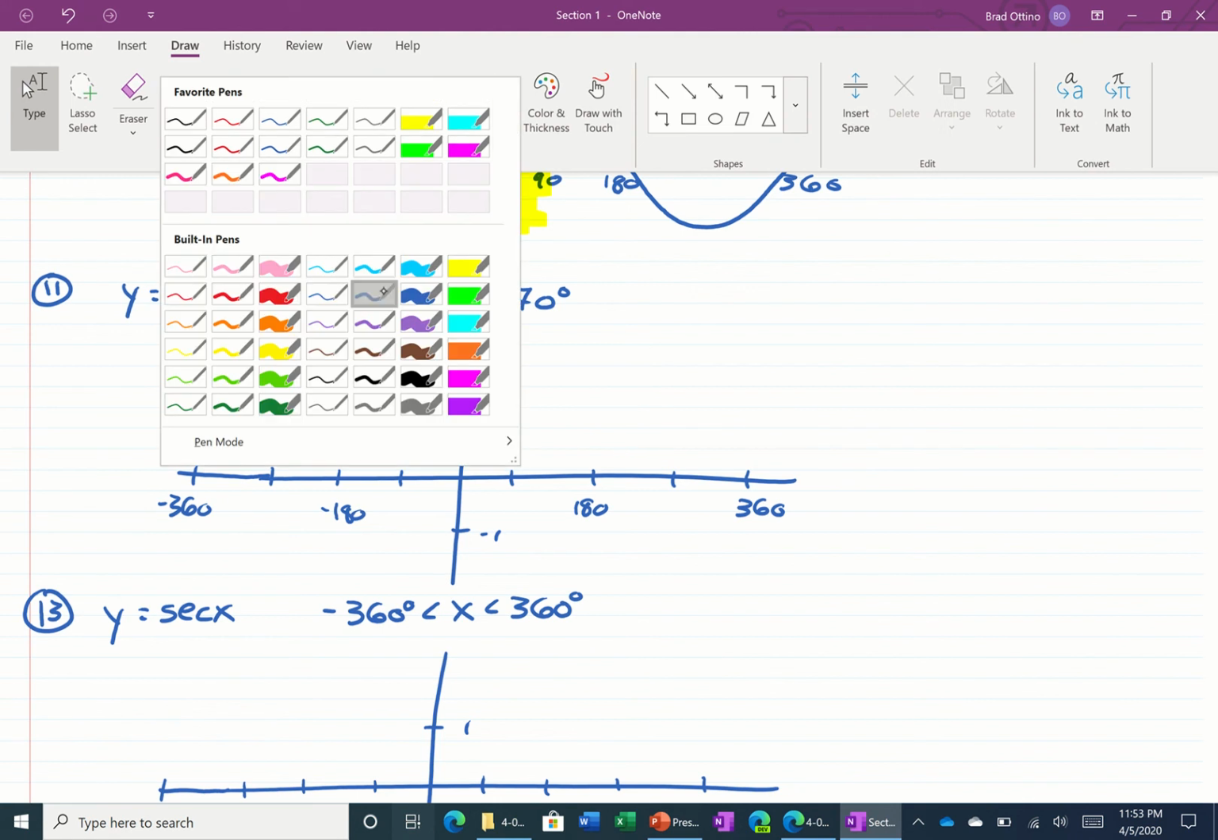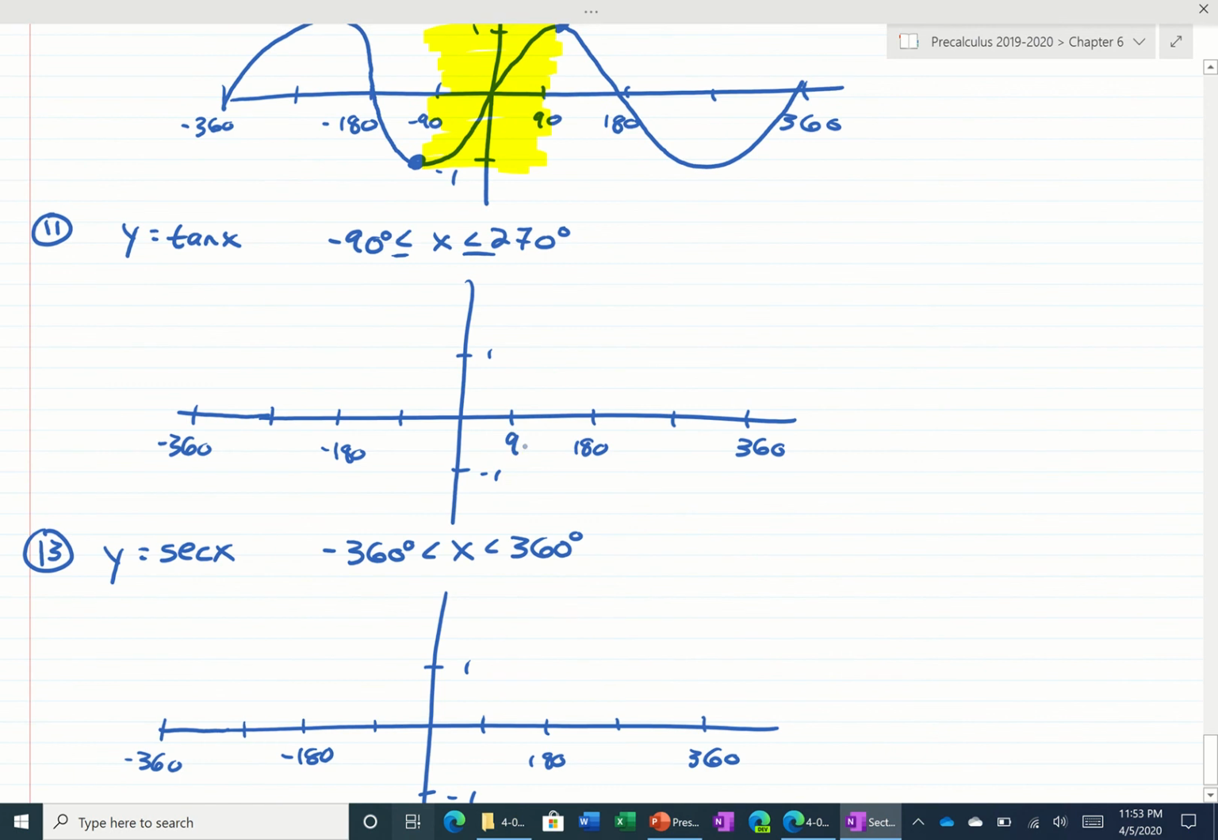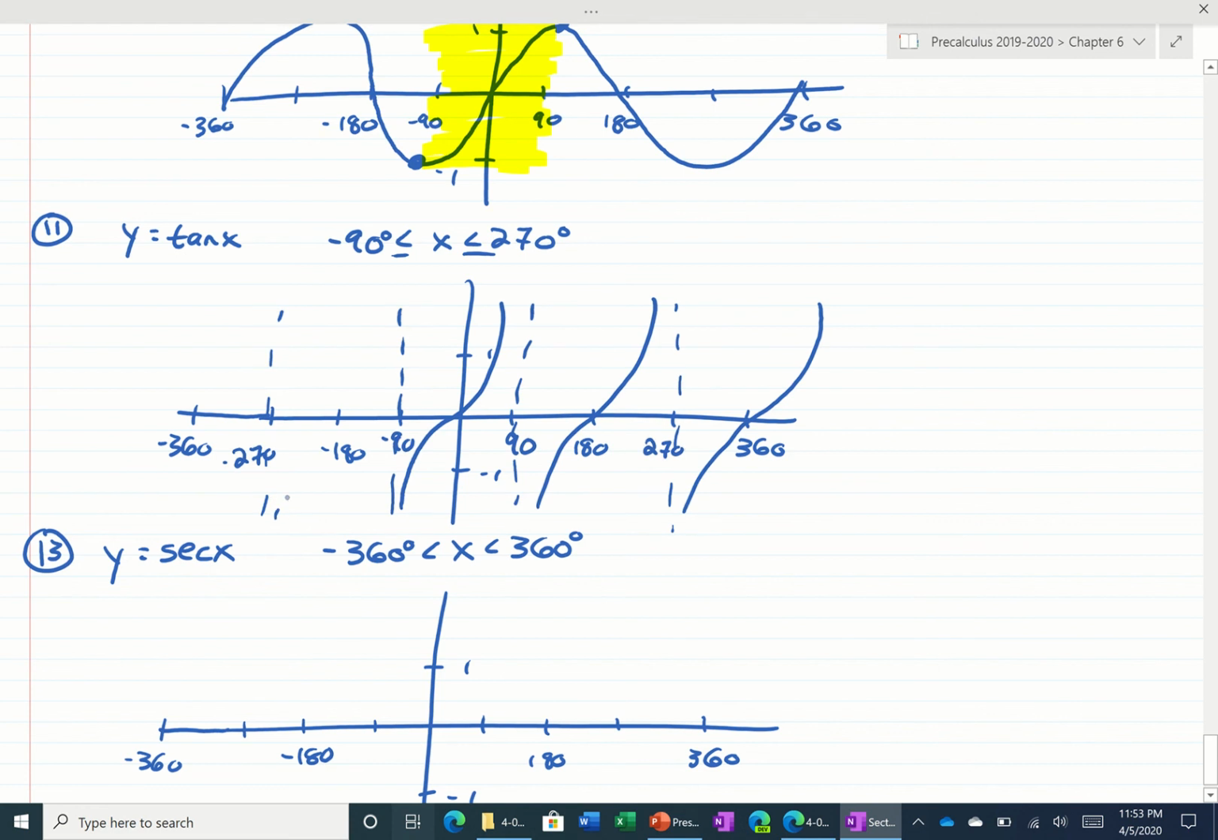Tangent, well, we feel like we just did this. Number 11 we did for number 9. Tangent we know at 90 and at negative 90 it's undefined. And then every 180 degrees later it's undefined. And then in between it looks like a cubic function, like that. So what does tangent look like between negative 90 and 270? Well, that would be this section right here. If you look at the answer sheet, that's what it looks like.